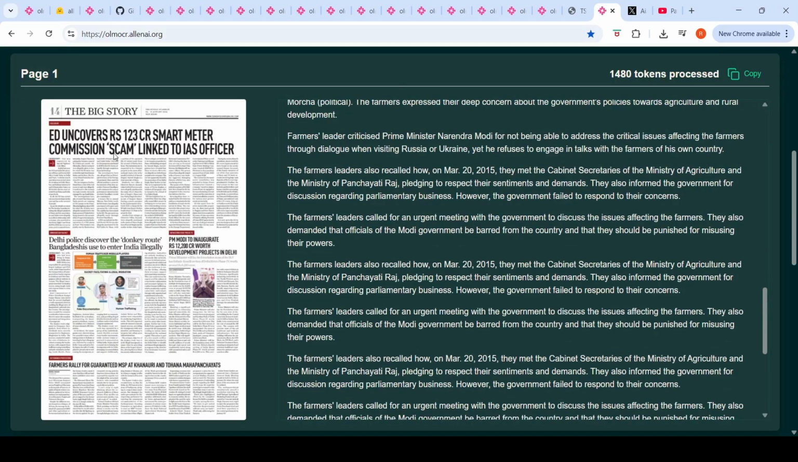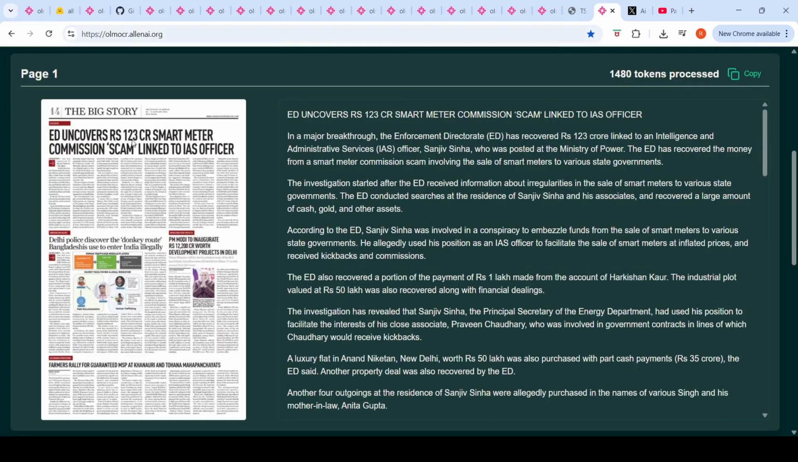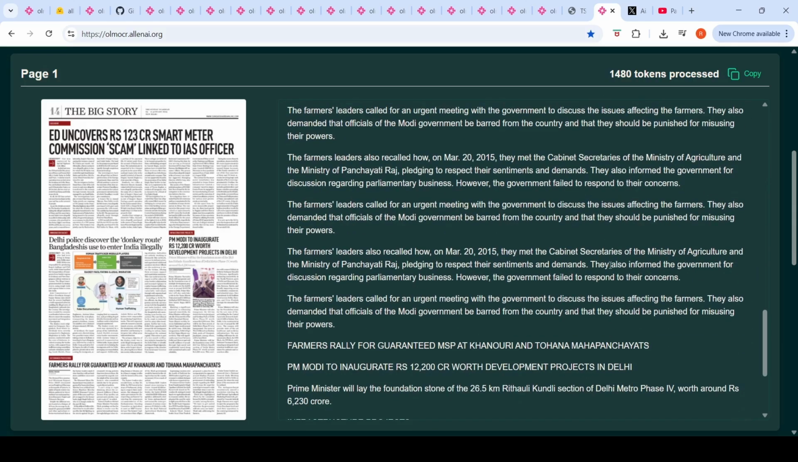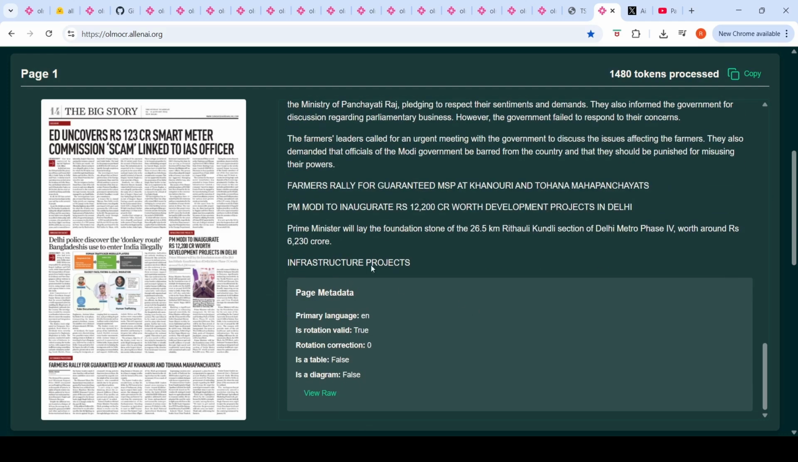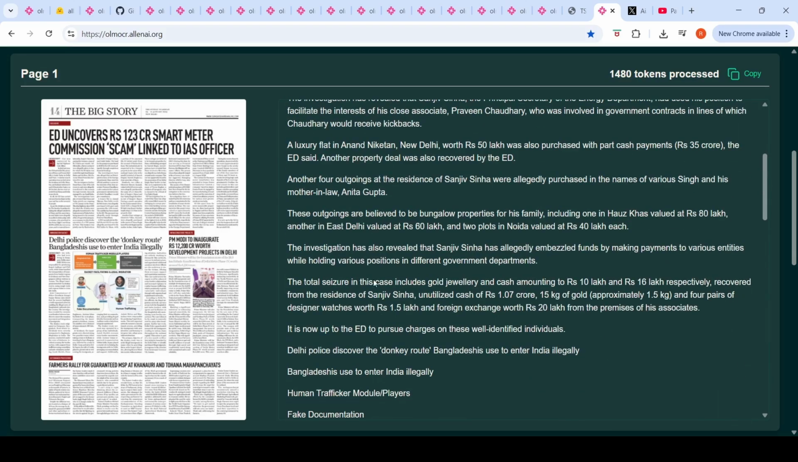So what I've done is I've uploaded this particular image. If you look at this, this is a slightly complex layout newspaper image, right? And if you see over here, it has done excellent OCR. It uncovers this particular topic. So it has done the OCR of this text which is present over here. Then it goes into the next topic, farmers rally for guaranteed this thing, right? PM Modi to inaugurate rupees 12,000 crore worth development projects in Delhi. Then it has covered, wherever the quality is good, it is able to cover that. See, Delhi police discover donkey route. So it is able to parse this page and get nice output, right?